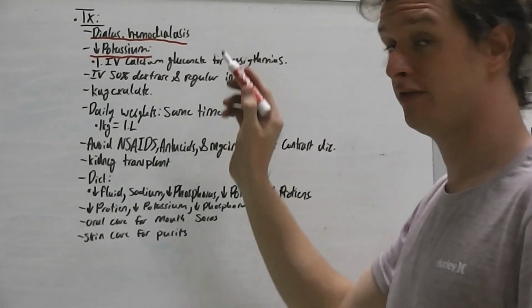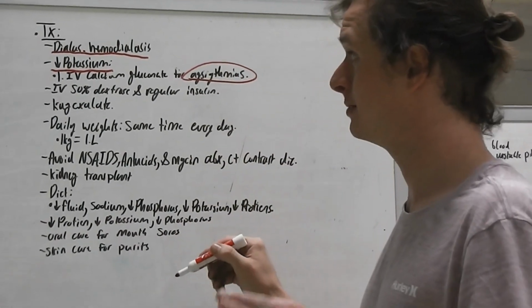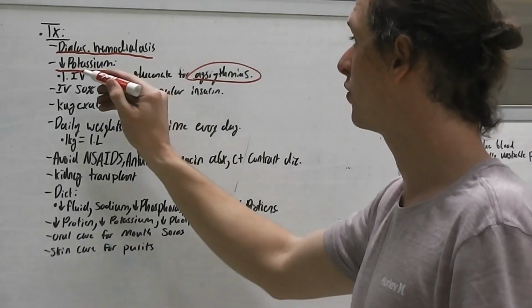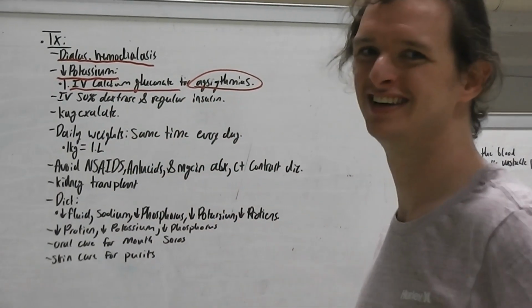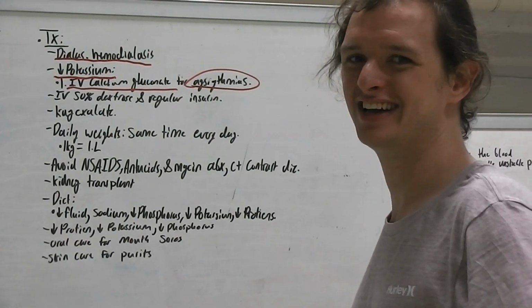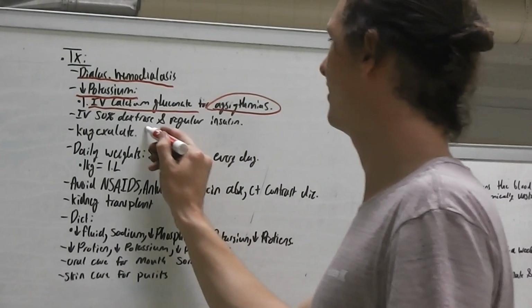Now, if they have arrhythmias and that potassium is over 5, we are going to give them IV calcium gluconate or Kayexalate. Smack that banana out the kitchen can. You know what I'm saying? There it is right there, Kayexalate.